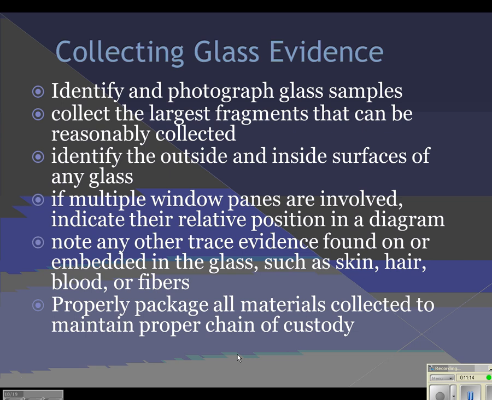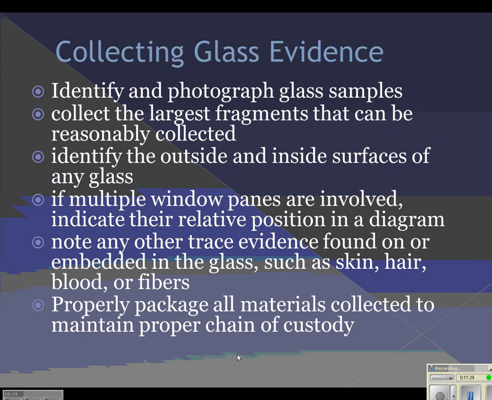We'll collect the largest samples first. We'll figure out which are the outside and inside surfaces of the glass by looking at the conchoidal lines. Alright, those radial and concentric fractures on the sides of the glass. If there are multiple window panes, we have to make a diagram to figure out which one went where.